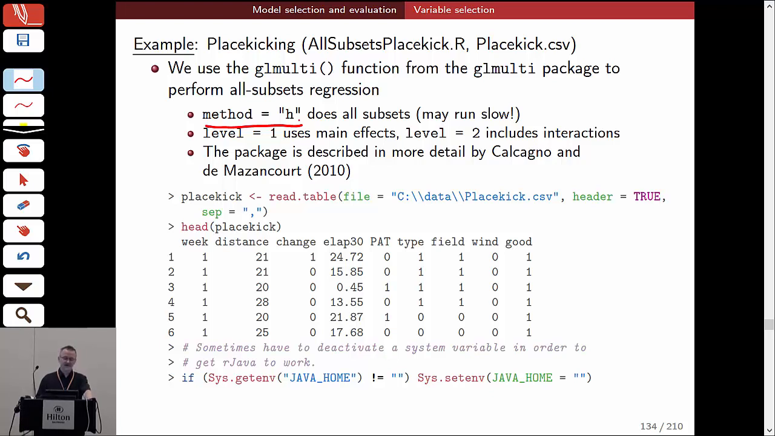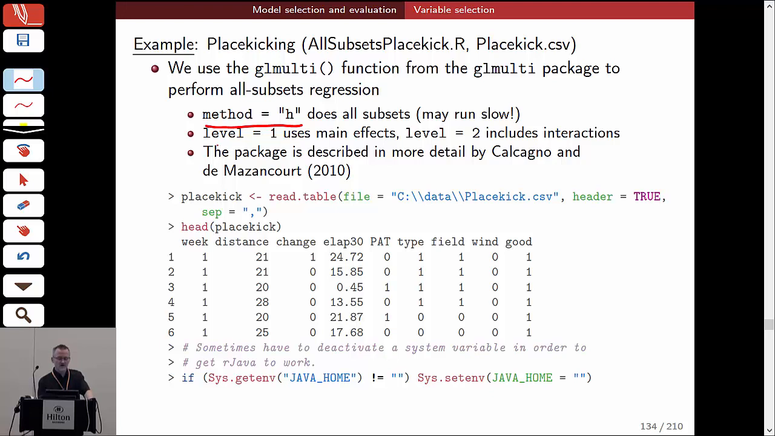Exhaustive. Yeah, I think it's exhaustive. That is what it is for exhaustive, but somehow or another it's h. Maybe it's a different word in the language of the package author.